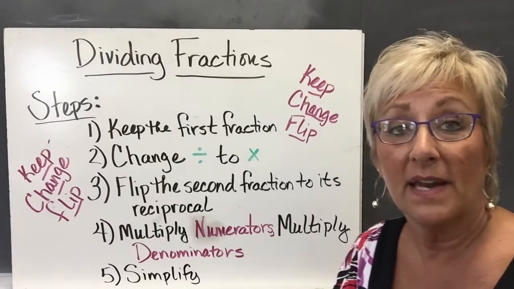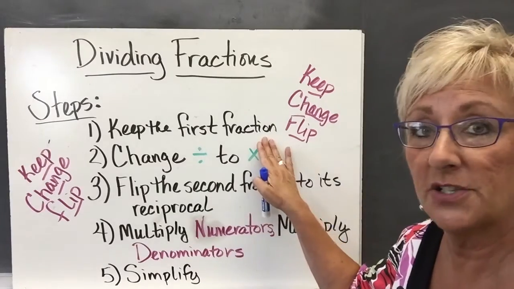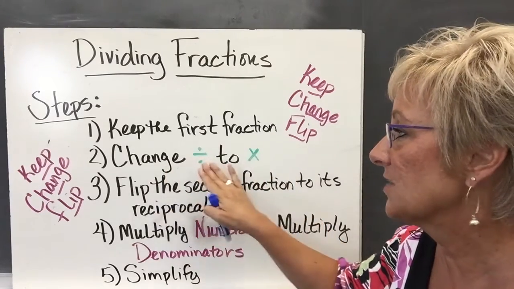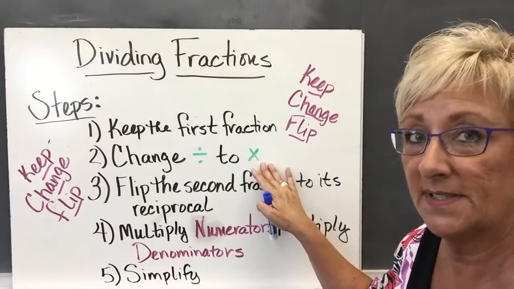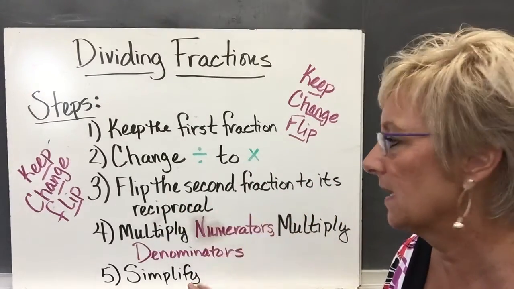We're going to be talking about dividing some fractions, all right? The steps that we're going to use: you're going to keep the first fraction just the way it is. You're going to change the division sign to a multiplication sign, and then you're going to flip the second fraction to its reciprocal just by flipping it upside down.